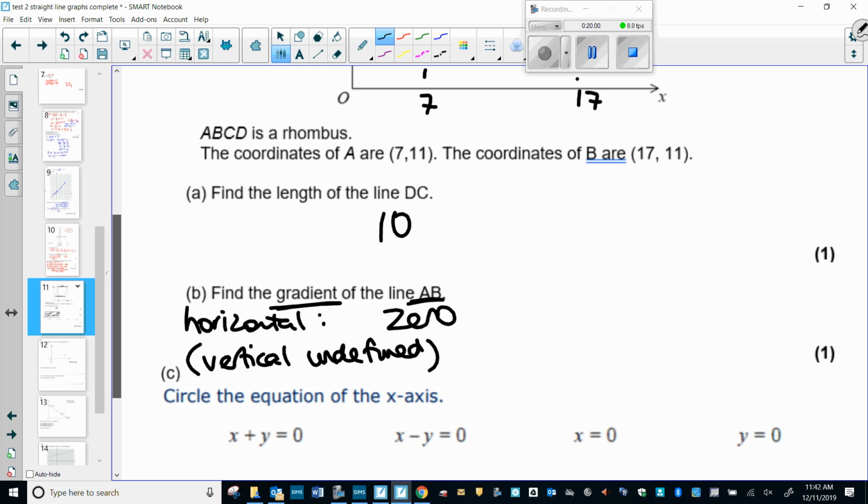Right. So circle the equation of the x-axis. This is something going back to when we were learning about straight line graphs. The x-axis, remember, has an equation. What kind of line is the x-axis? It's a horizontal line, yes? Horizontal lines are always y equals a number, and specifically the x-axis would be y equals 0 because it goes through 0 on the y-axis.